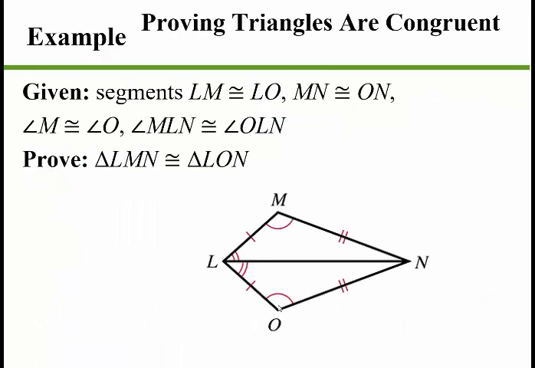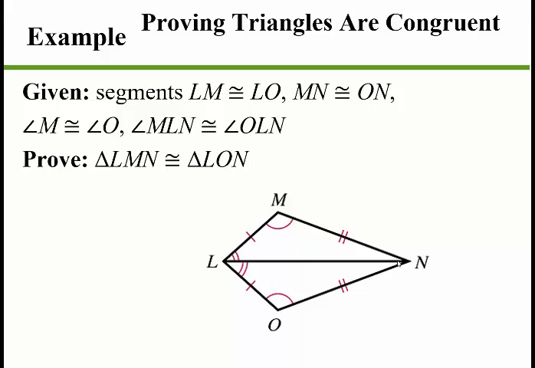All right, let's end this lecture talking about a proof. So I'm given here that segments LM is equal to LO and MN is equal to ON. So I've got that these two sides, this side and this side, and this side and this side are congruent. And then what I also see is the measure of angle M is equal to the measure of angle O, and that the measure of angle MLN, so this right here, is equal to the measure of OLN, my apologies, OLN.